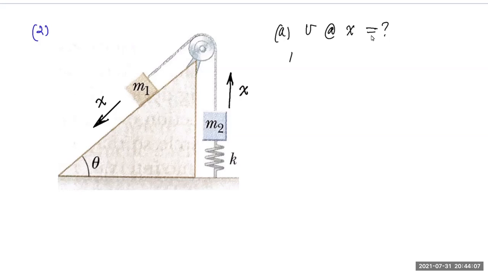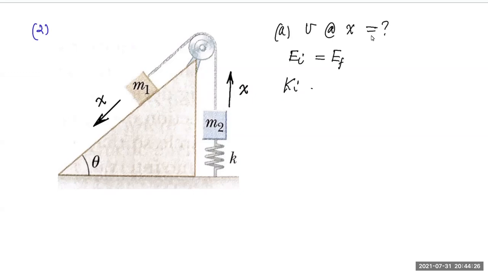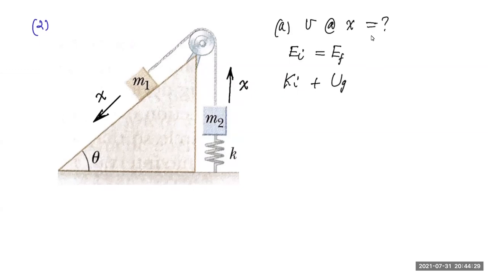Okay, so E initial equals E final. The initial state is when everything gets started, and the final state is when both blocks have moved by a distance x. So what is E initial equal to? Well, there are in general 3 terms in energy. There is kinetic energy, K initial. There is gravitational potential energy initial, UG initial. And there is elastic potential energy initial. What is that equal to? That's going to be equal to the sum of these 3 terms in the final state: K final plus UG final plus UE final, right?